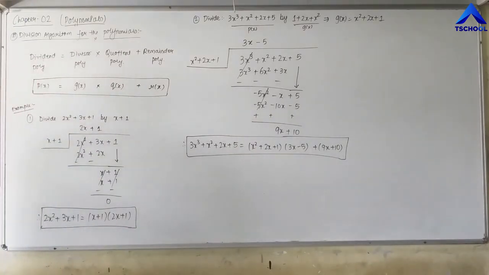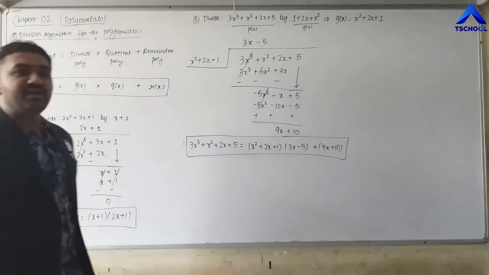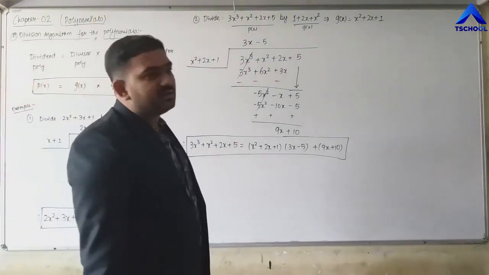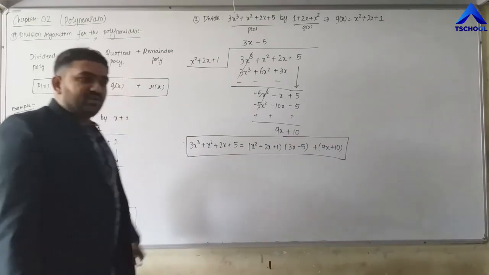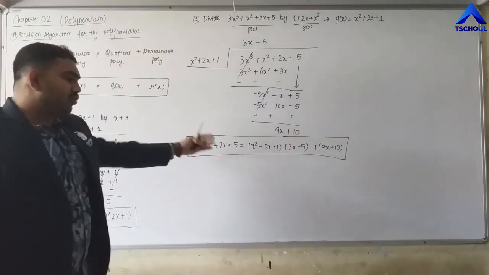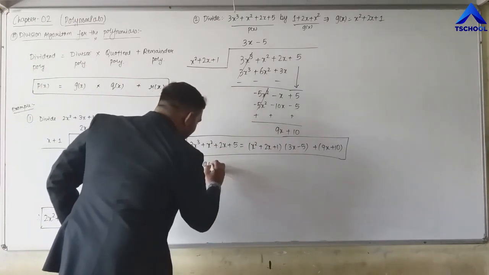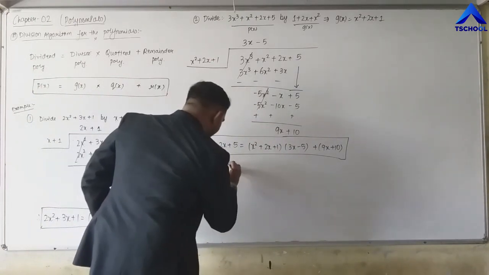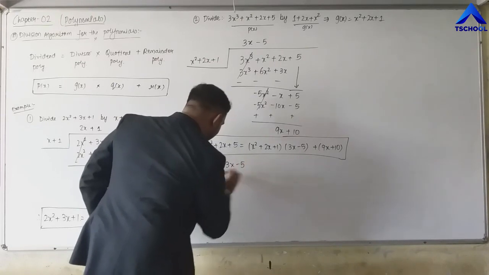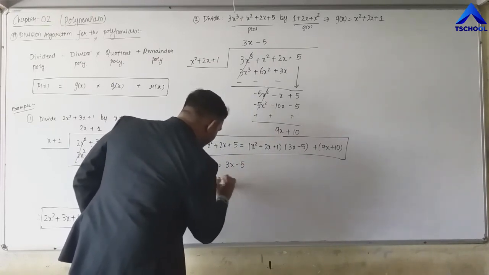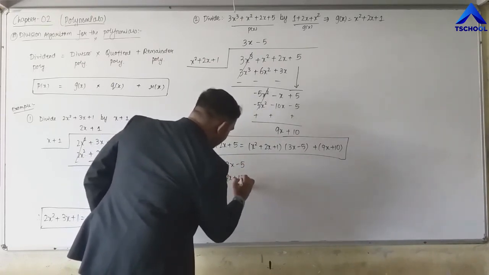Now, if it is asked to find the quotient and remainder of the given polynomial division, then you shall perform all the steps up to the remainder, and then write down q of x and r of x. Here, q of x is equal to 3x minus 5 and r of x is equal to 9x plus 10.